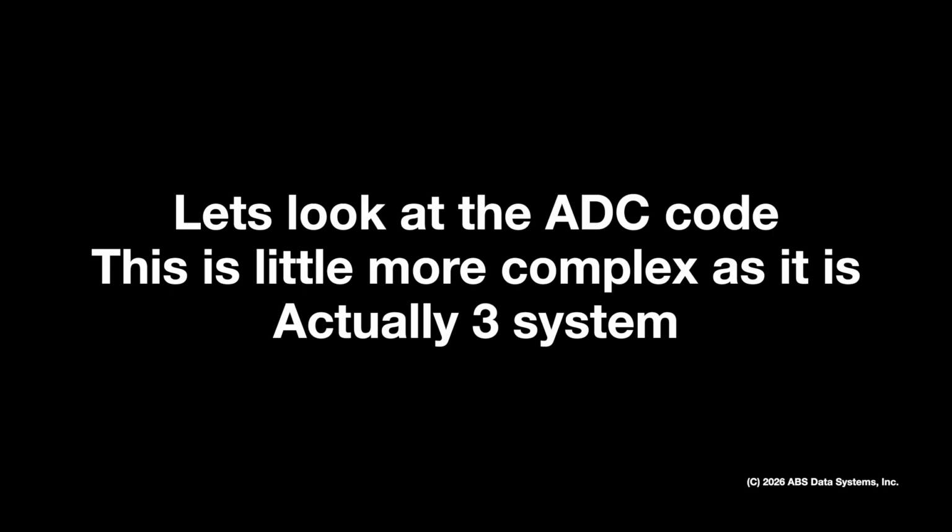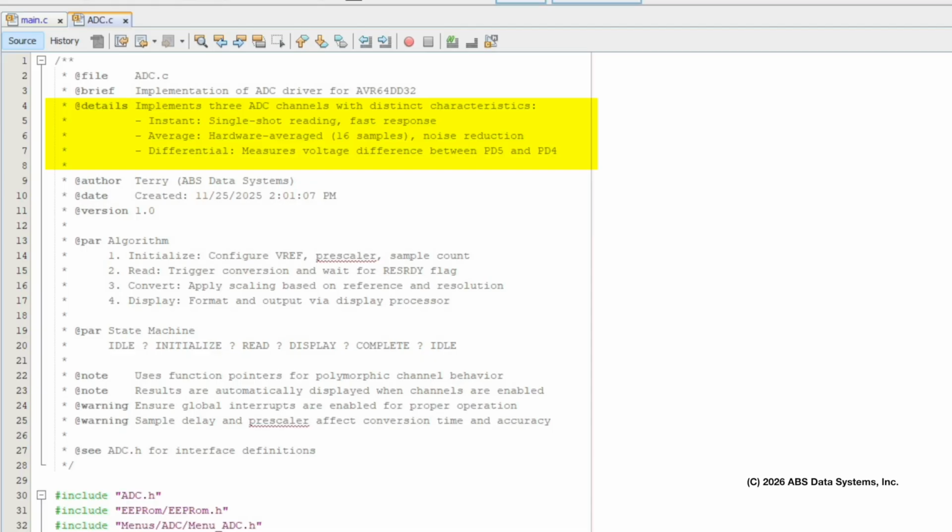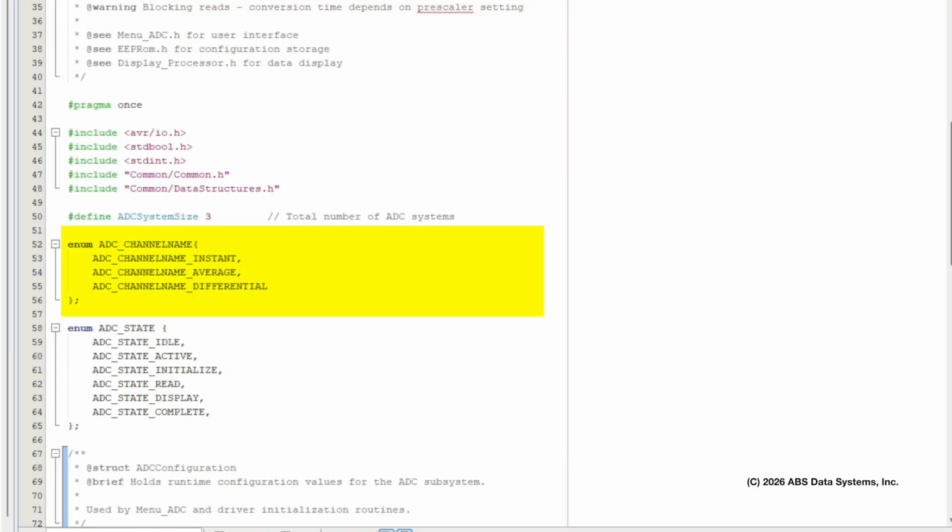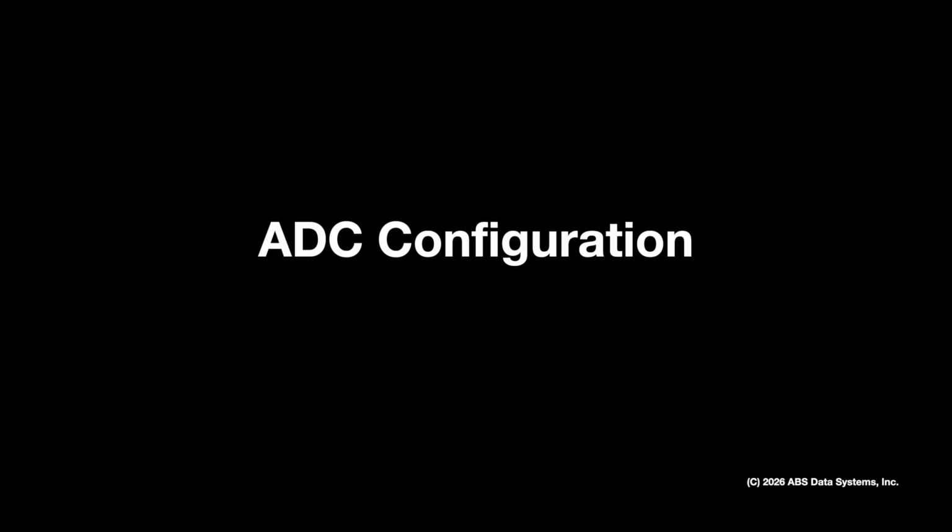This is a little more complex, as it's actually three systems in one. There are three systems: instant, average, and differential. In my code, I'm monitoring three different I/O pins. And as you can see here, I created enumerated values, so it's easy for me to read the different channel names in the configuration data. So let's look at the ADC configuration.